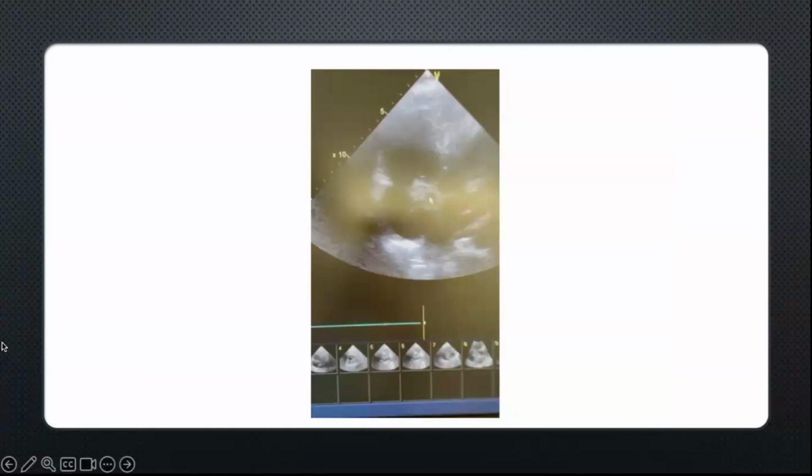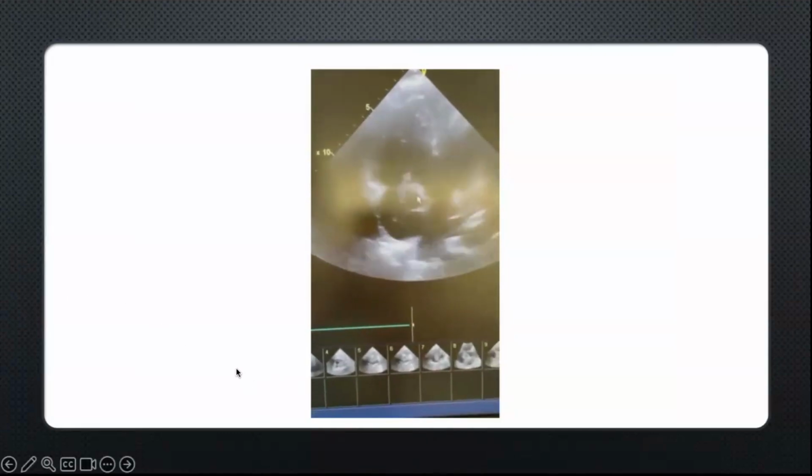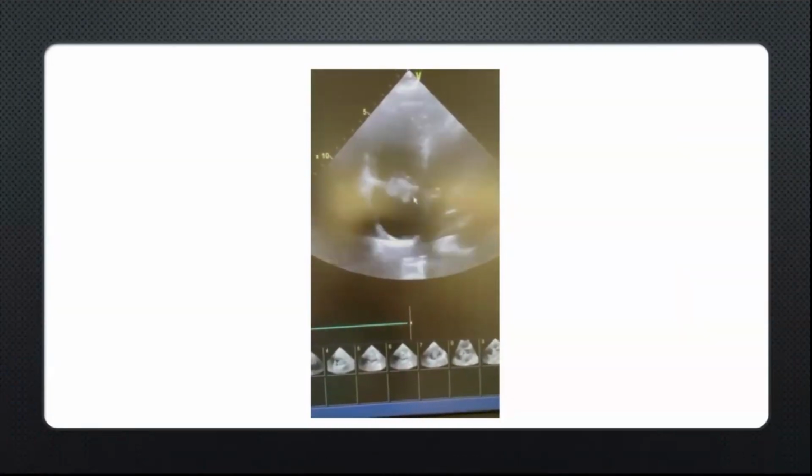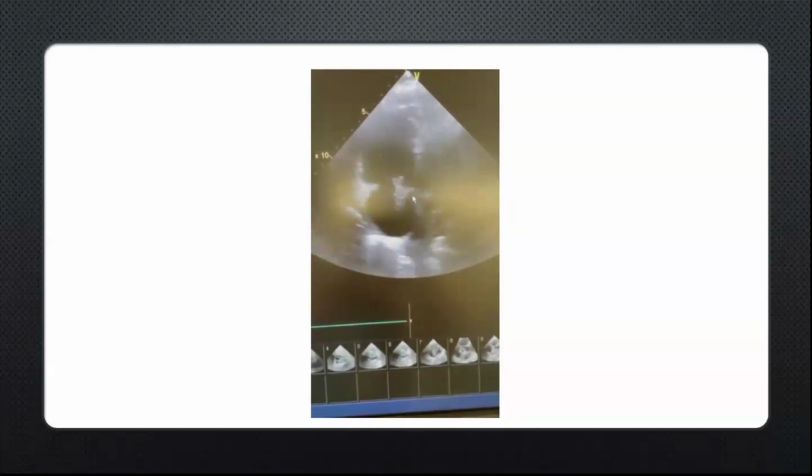So I will play this now, show you. I'm sorry it's small, but again, it's a video. So the mouse is pointing at sort of a thrombus there. So this lady actually had a clot in transit. So we actually caught a DVT going up and going into the heart, eventually going to the systemic organs. She was actually okay. We heparinized her.